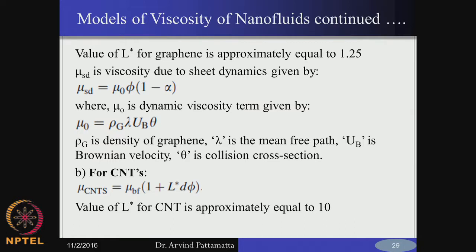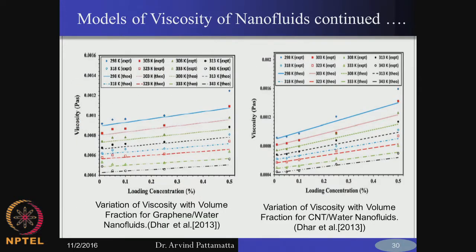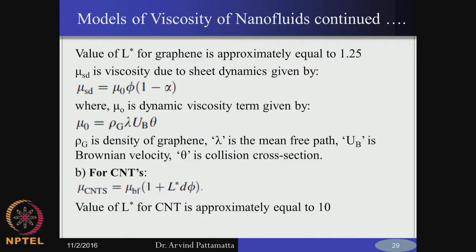For example, if you take the case of carbon nanotube, the value of this non-dimensional length L star is approximately equal to about 10, and if you use this, we have found that this model can very accurately predict the effective viscosity of graphene water nanofluids and carbon nanotube water nanofluids. The one on the left is graphene water, the other on the right is carbon nanotube water, all as functions of different volume fractions and at different temperatures also. So, not only the volume fraction dependence, but the temperature dependence is also properly predicted by these models.